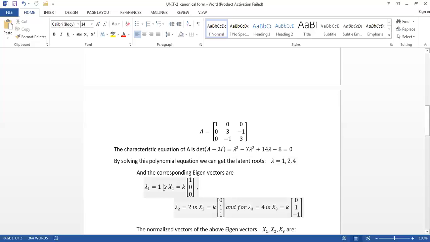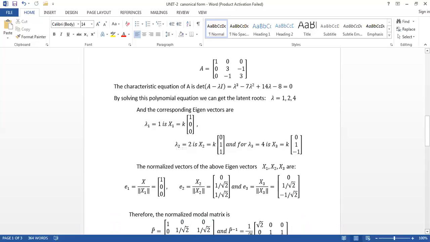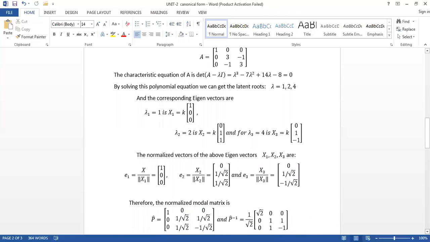So when lambda 1 equals 1, the corresponding eigenvector is x1 equals k times (1, 0, 0). For lambda 2 equals 2, our eigenvector is k times (0, 1, 1). And for lambda 3 equals 4, the eigenvector is k times (0, 1, minus 1). For these vectors, we are calculating normalized eigenvectors.